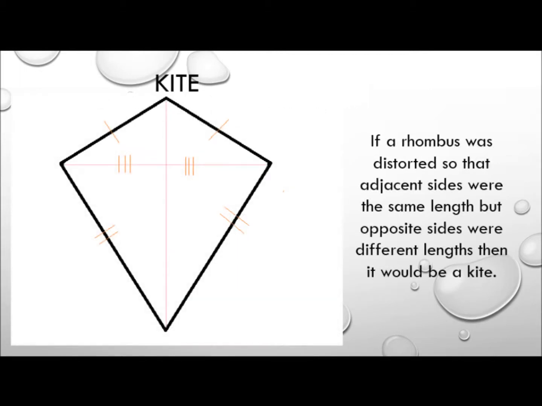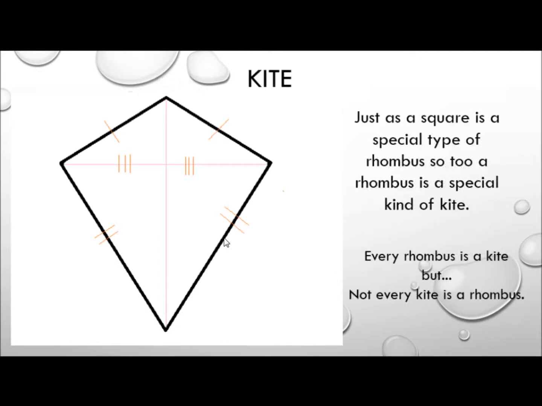If you take a rhombus and distort it so that adjacent sides are the same length but opposite sides are different lengths, then the shape would be known as a kite. Just as a square is a special type of rhombus, so too a rhombus is a special type of kite. In other words, every rhombus is a kite, but not every kite is a rhombus.